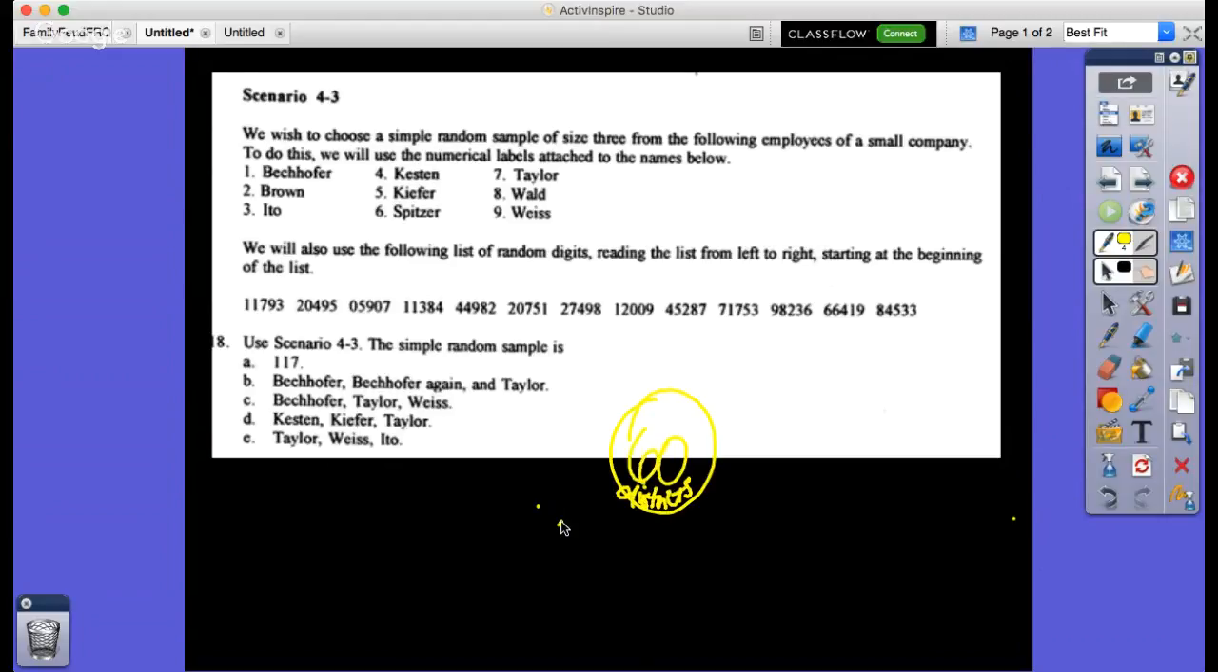Let me just say it this way. We have 60 and we're trying to go two ways. We want to have 30 and 30 on each side, right? This would be group one, whatever group one means, and this is going to be group two.